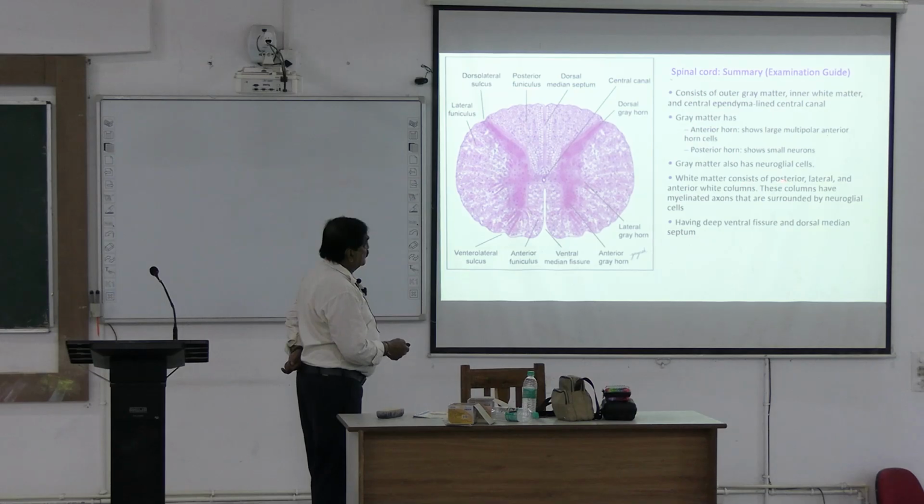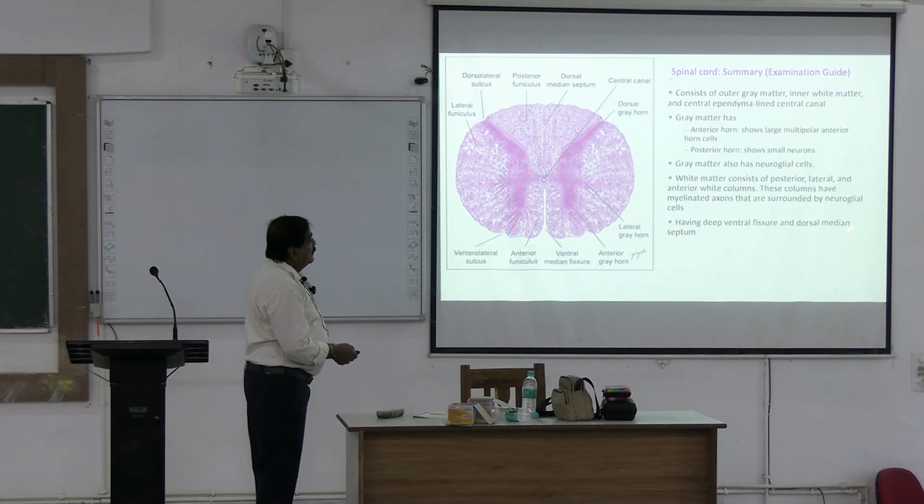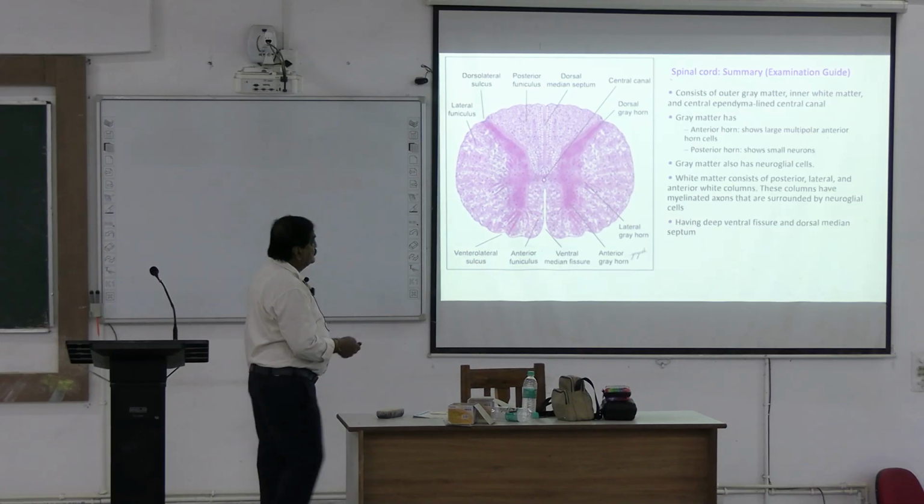White matter consists of posterior, lateral and anterior white columns. These columns have myelinated axons surrounded by neuroglial cells, with a deep ventral fissure and dorsal median septum. This is the dorsal median septum, this is the ventral median fissure. This is the anterior funiculus, and this is the ventrolateral sulcus.